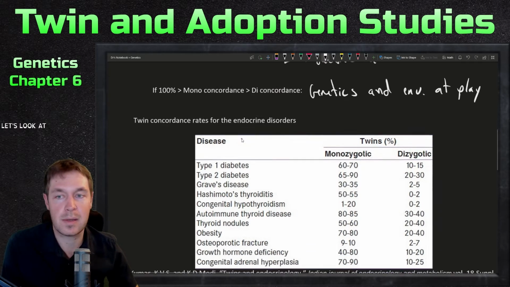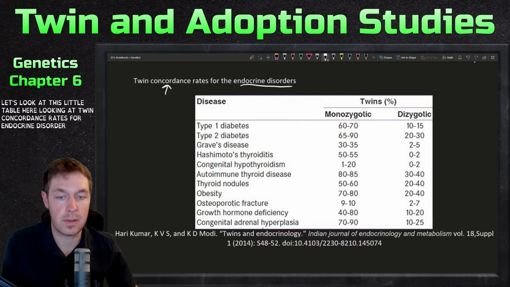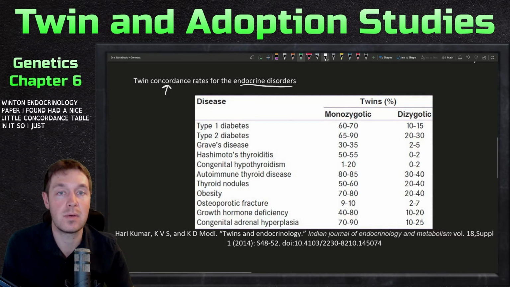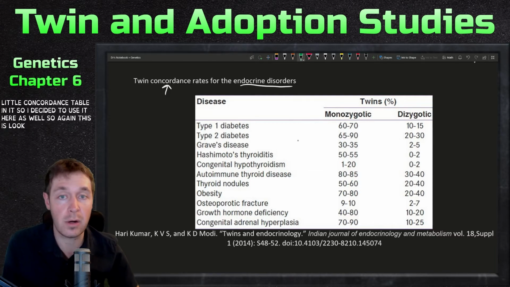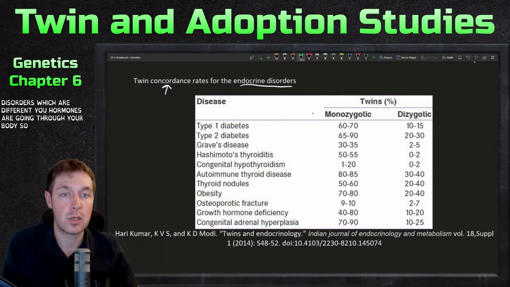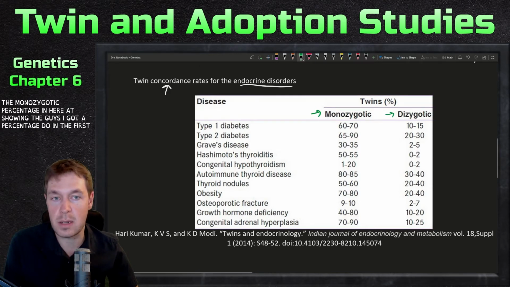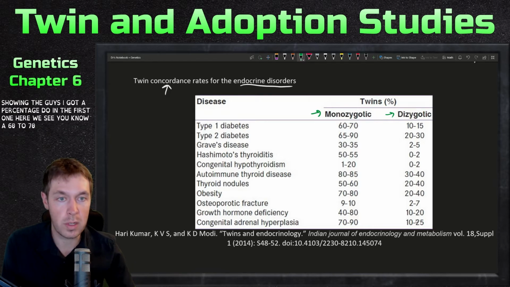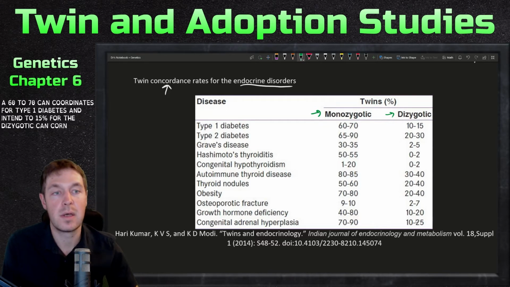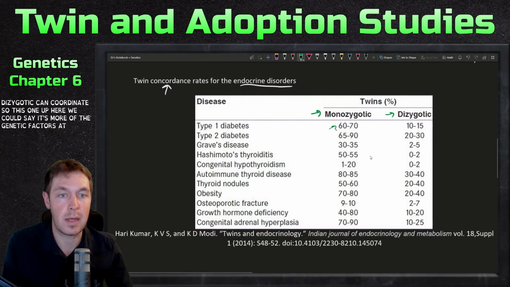So now let's look at this little table here, looking at twin concordance rates for endocrine disorders. This is just from a twins in endocrinology paper I found, which had a nice little concordance table in it, so I decided to use it here as well. Again, this is looking at endocrine disorders, which involve hormones going through your body. Here it's showing the monozygotic percentage, and here it's showing the dizygotic percentage. In the first one, we see a 60 to 70% concordance for type 1 diabetes and 10 to 15% for the dizygotic concordance. So for this one up here, you could say it's more the genetic factors at play.